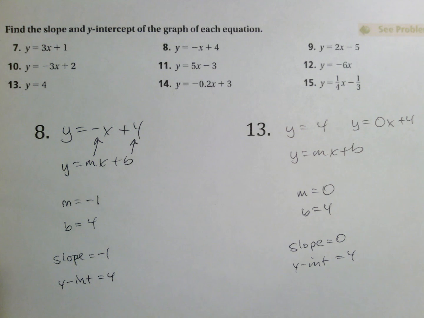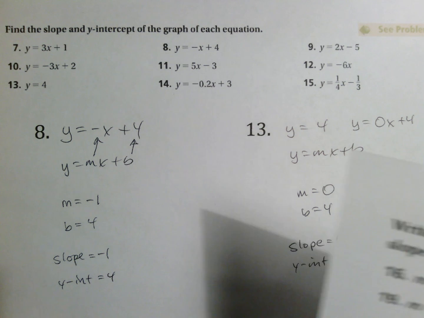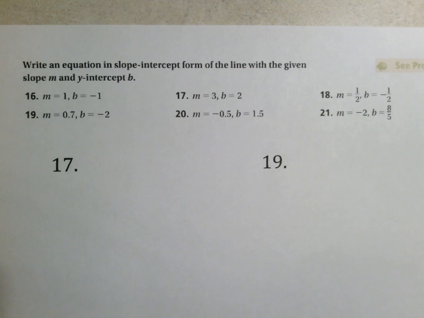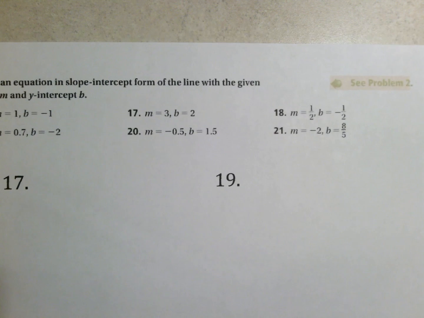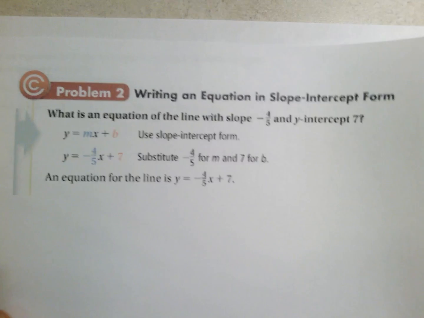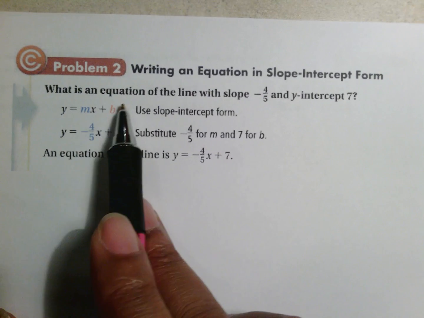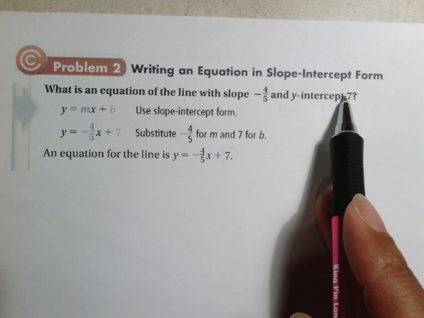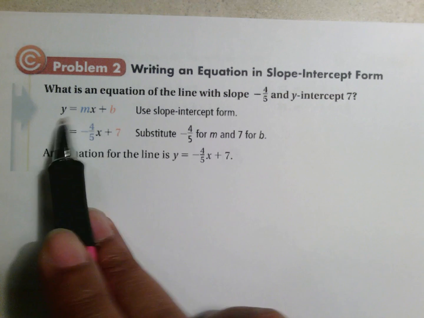We have a second section to deal with here, talking about writing the equation in slope-intercept form of a given line. They give us m and b. And again, if you get to that point and you don't know what you're doing, read the situation. It says here to see problem 2, so we'll find problem 2 in our book, where it says what's an equation of a line with slope negative 4/5, y-intercept of 7. It looks to me like they're using the y equals mx plus b again.